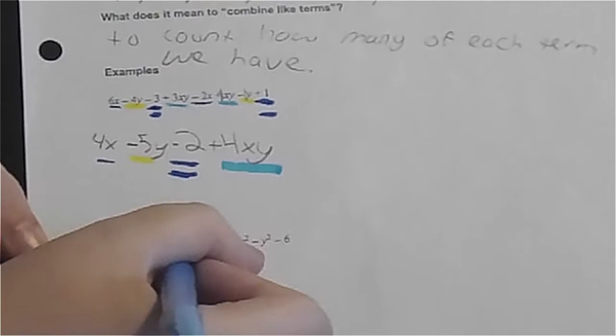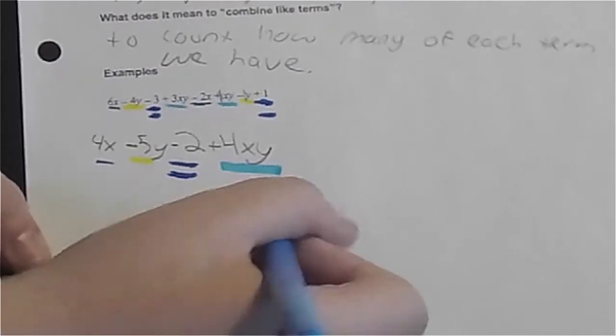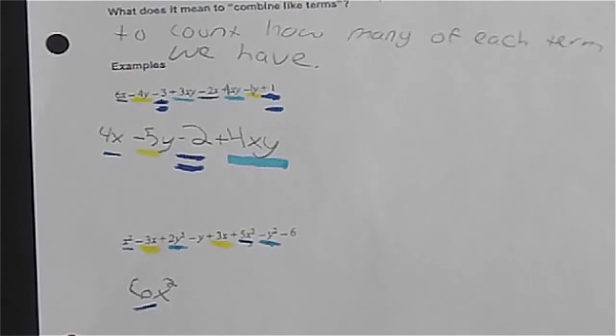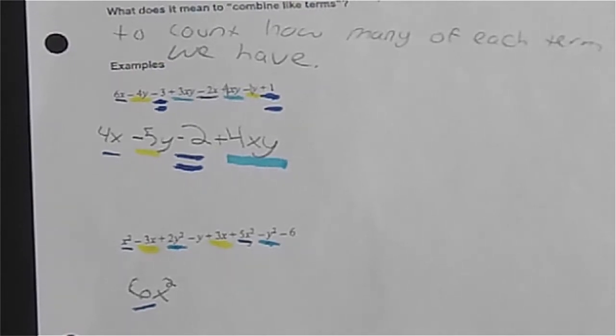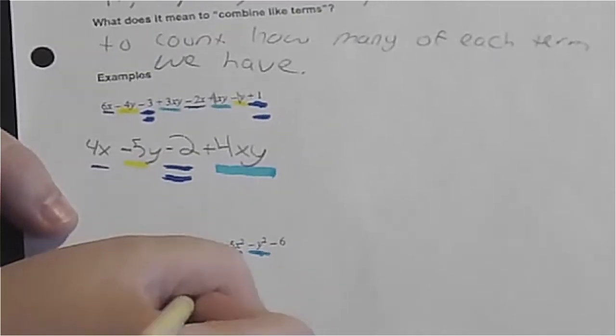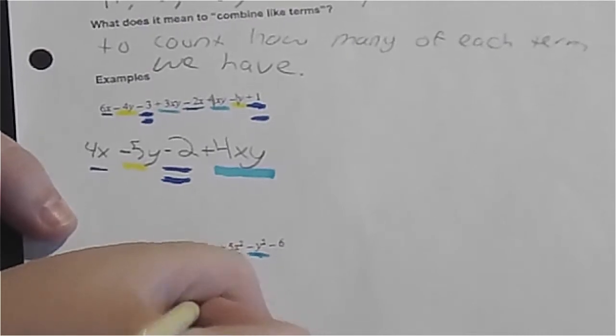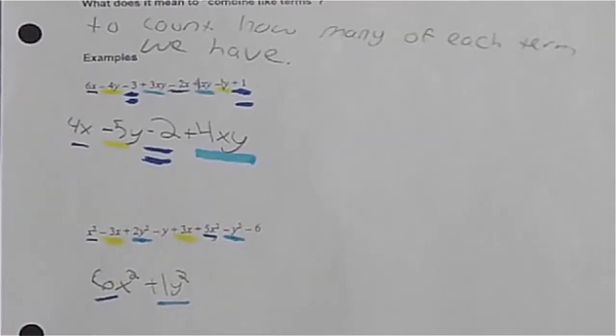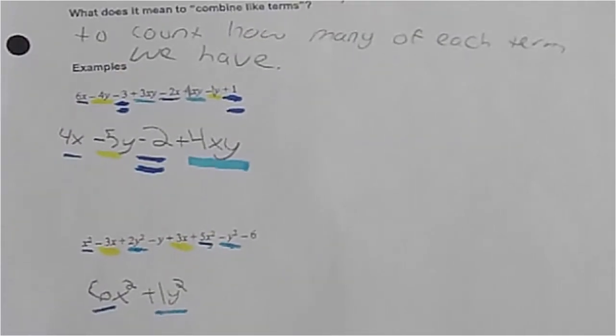We have y squareds, and there's 2 right here, and later on it's a minus a y squared. Remember, that's minus 1 because there's no number, so 2 minus 1 is just plus 1 y squared. This time I wrote the 1 in front, but you don't have to because it's just 1 y squared, so you can just write y squared.